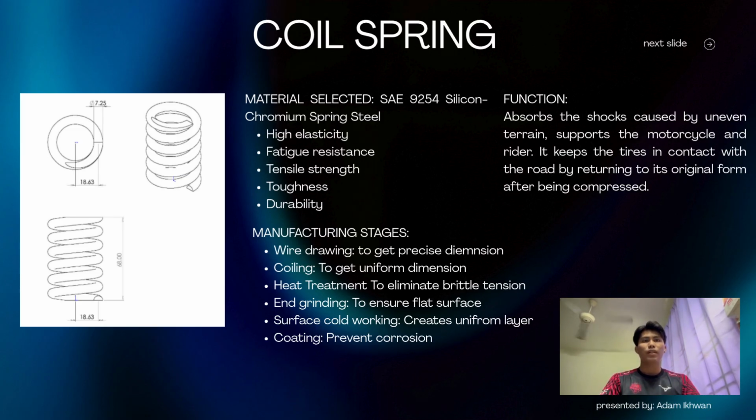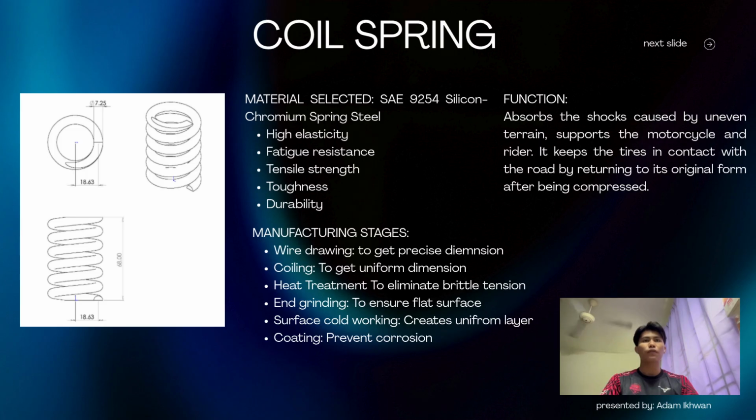The manufacturing stages to produce coil spring, first of all is wire drawing, followed by coiling, then heat treatment, and then end grinding, followed by shot peening, and lastly coating.